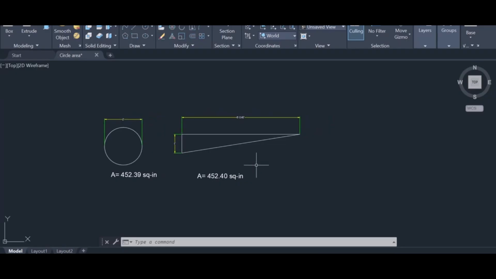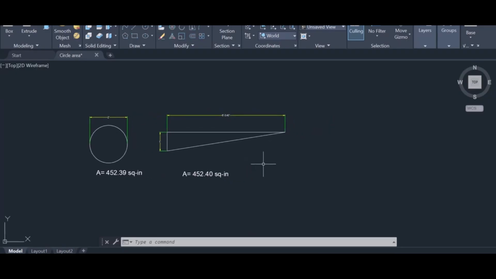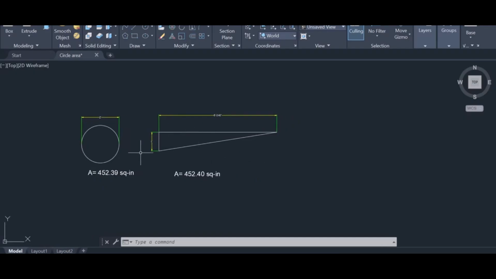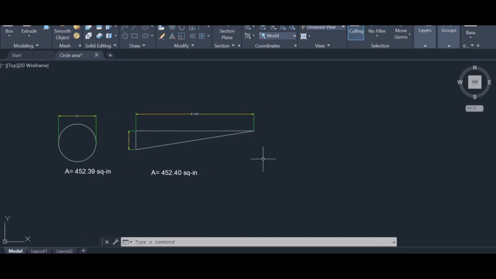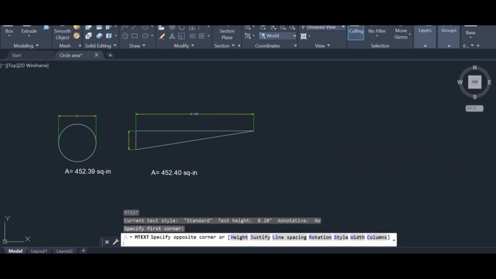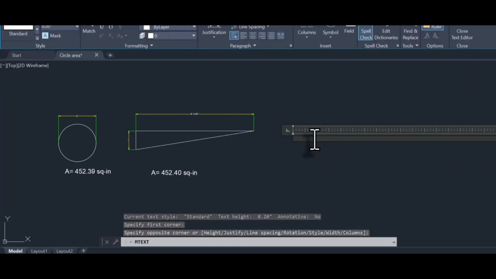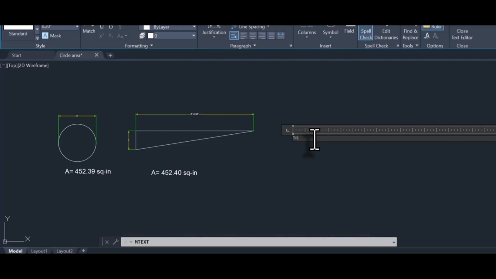Okay, let's verify with the formula. It uses a triangle, so the triangle area formula tells us the area of a triangle is equal to 1/2 into the base and height.